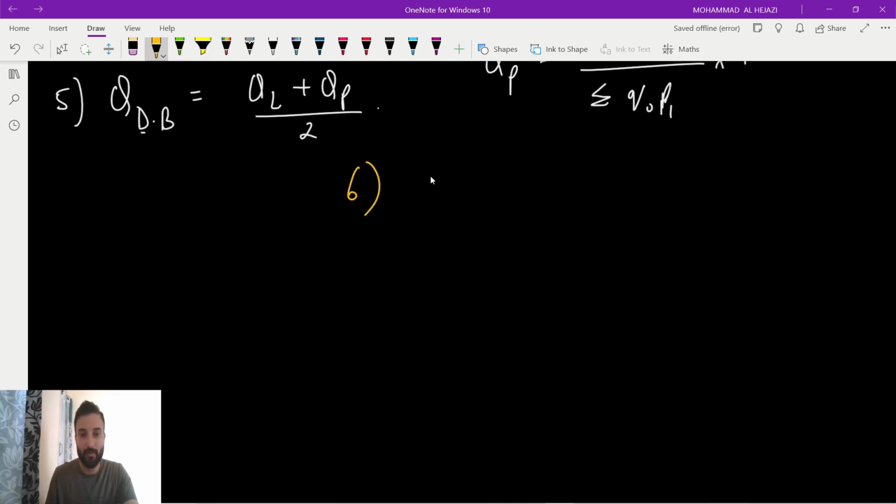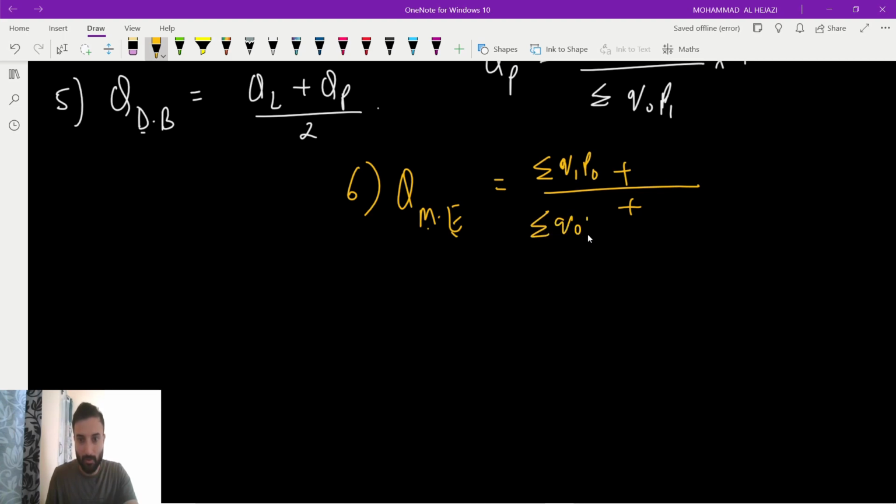Next, the 6th one is QME. M means Marshall Edgeworth quantity index number. So what will we write? The same: QL value plus QP value. QL value means numerator, summation of Q1 P0 divided by denominator, summation of Q0 P0. Same here, the numerator for QP is summation of Q1 P1 divided by summation of Q0 P1 into 100.